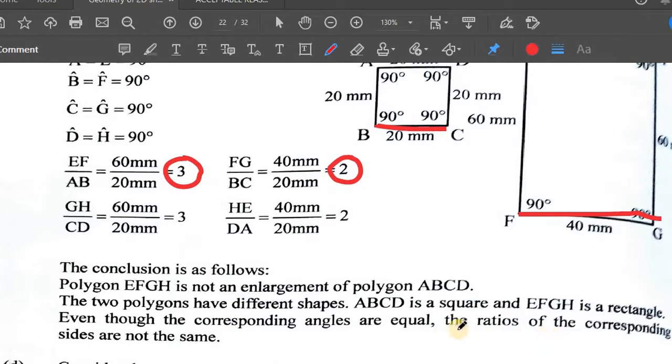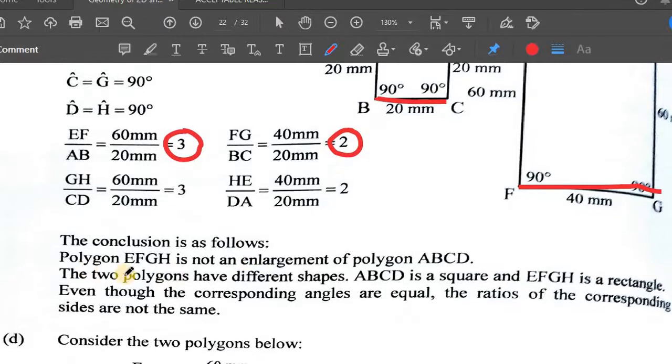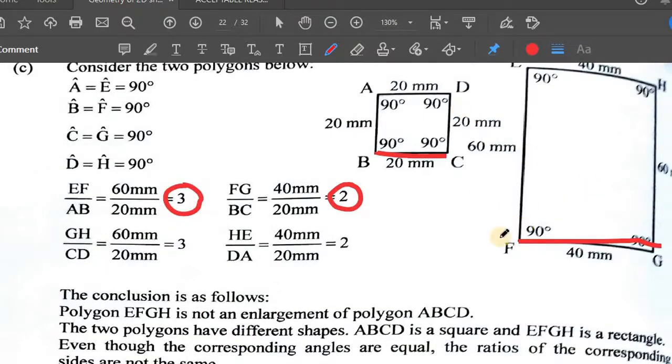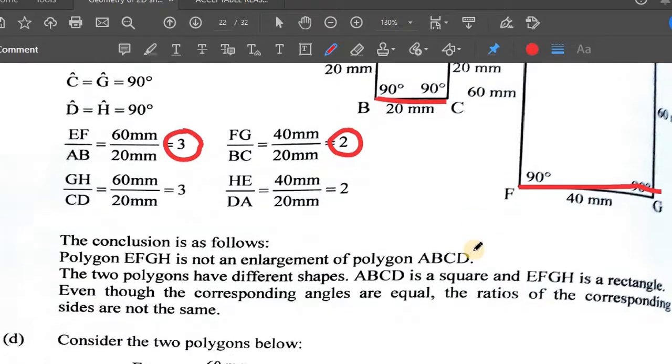The ratios of the corresponding sides are not the same, right? They are not the same, so these two shapes are not similar. It says the polygon EFGH is not an enlargement of polygon ABC. It's not an enlargement, right? In similarity, the shapes are similar, they are just enlarged, right?